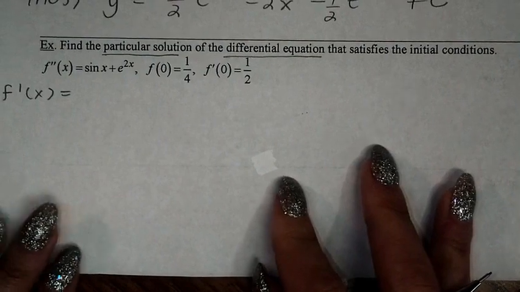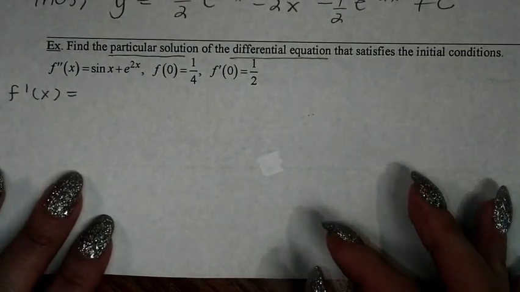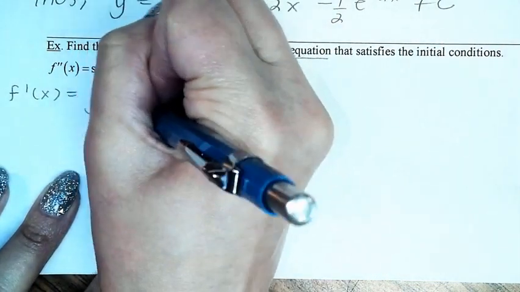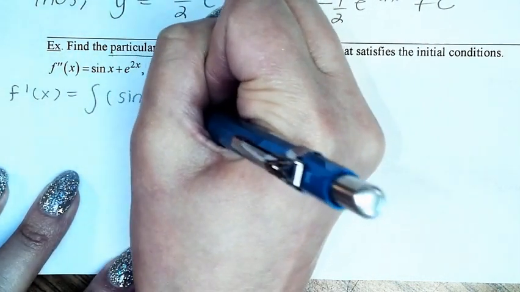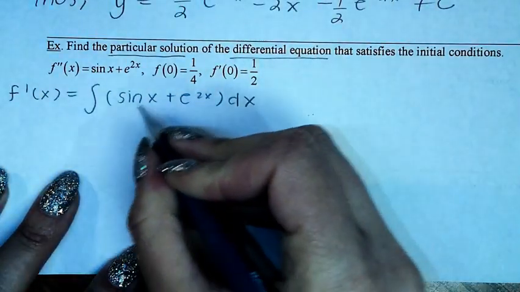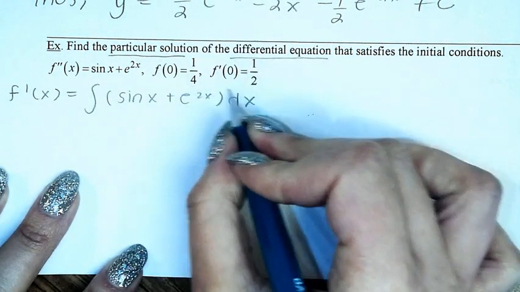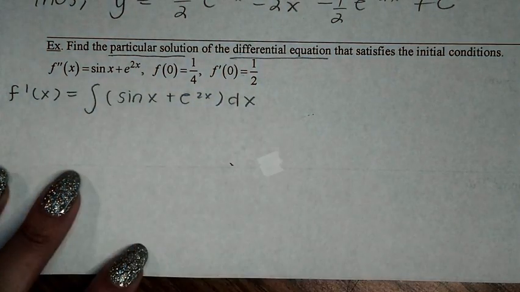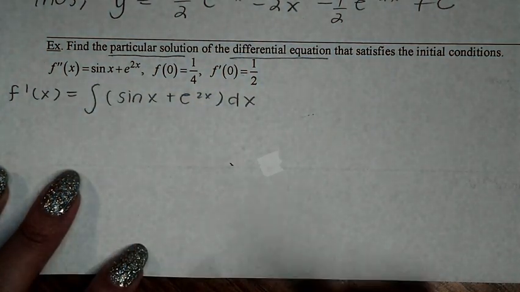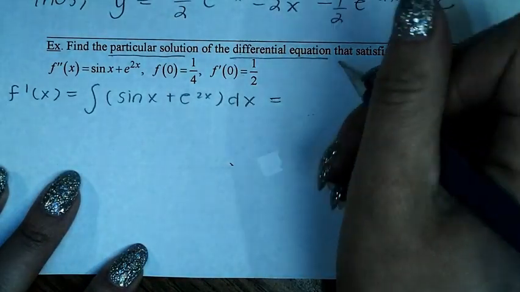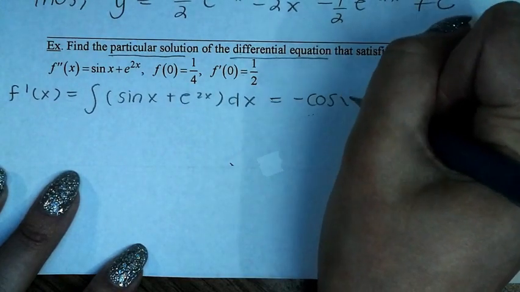How can we find the first derivative? You can find the first derivative by taking the integral of the second derivative. And then what you're going to do is evaluate the initial condition in your result. You're going to see it in a second, but first, let's take that integral. What's the integral of sine of x? You know that it's negative cosine x.